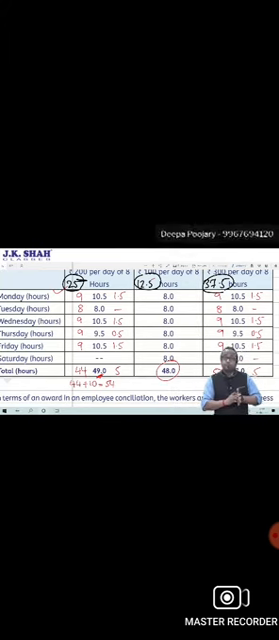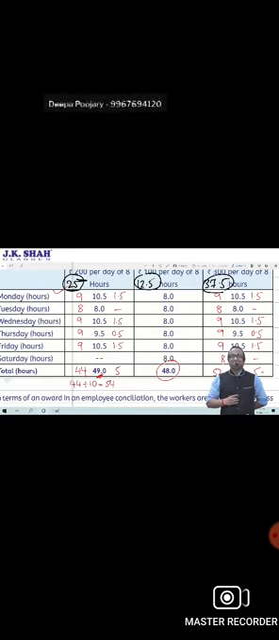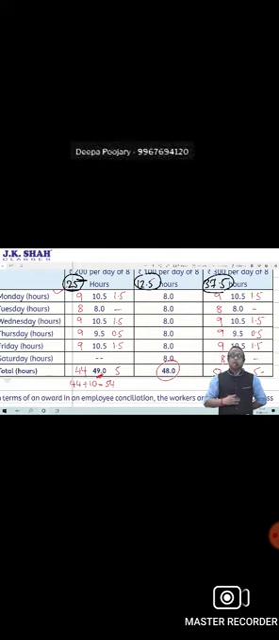This is 52 and this is 5. Correct? Now please concentrate here. You have 5 extra overtime hours. But 57 minus 48, 57 minus 48. Oh my God, what is this happening? If you consider 9 hours per day, overtime is 5 hours. If you consider 48 hours per week, overtime is 9 hours.